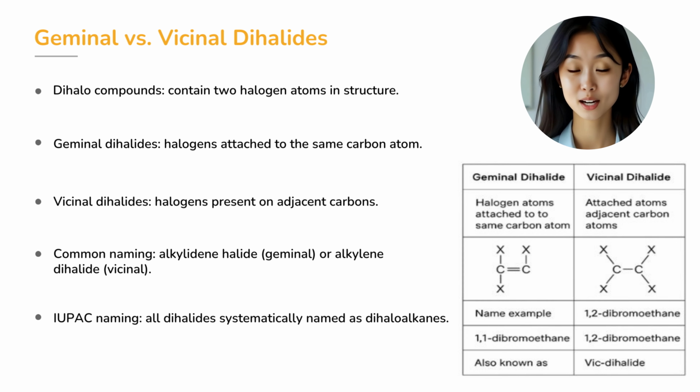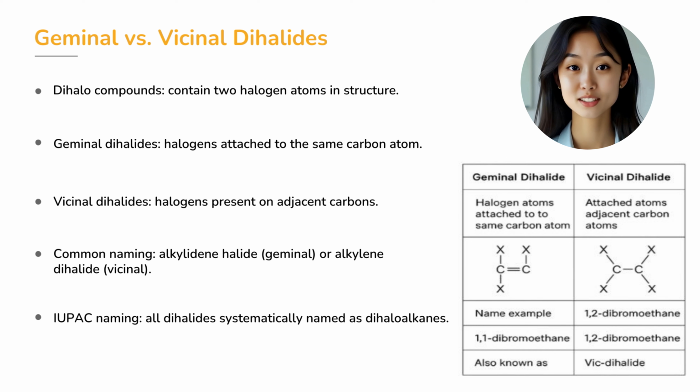Let's now discuss dihalogen compounds, which have two halogen atoms. These can be of two types, geminal and vicinal. In geminal dihalides, both halogen atoms are bonded to the same carbon atom. For example, methylene chloride, CH2Cl2, is also called dichloromethane in IUPAC. In vicinal dihalides, the two halogens are on adjacent carbons.